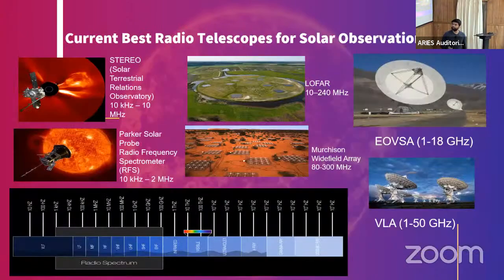What do you observe at very low frequencies? Here we detect interplanetary type 3 bursts. When these electrons go into the interplanetary medium, the densities are quite low, so you get radio bursts at very, very low frequency. That is what we mostly capture. We also capture some other emissions, but the origins of those are not very clear. Some of that will come later.